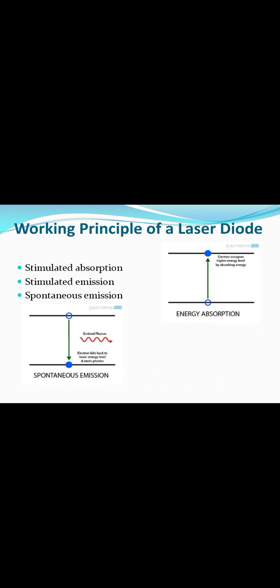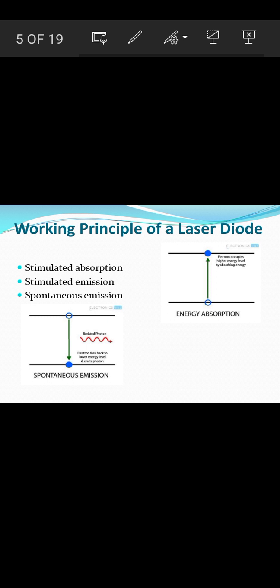Now, what is the principle of laser diodes? The three main parts are stimulated absorption, stimulated emission, and spontaneous emission. First is stimulated absorption. The interaction of light with matter takes place in discrete packets of energy called quanta. These are called photons.